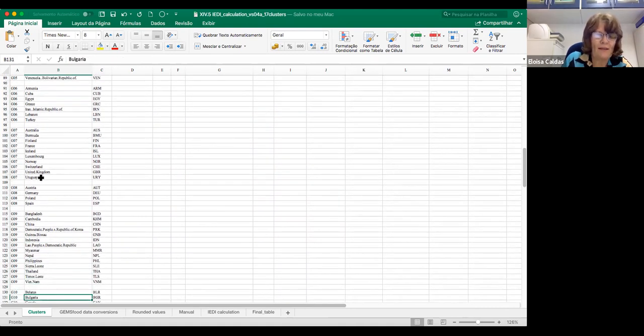So Uruguay is together with Australia, Bermuda, Finland. I don't think this is really fair, because I don't think Finnish people eat as much meat as Uruguay and Australia. But here you see Uruguay is grouped with UK, Switzerland, Norway, and then you have G2.